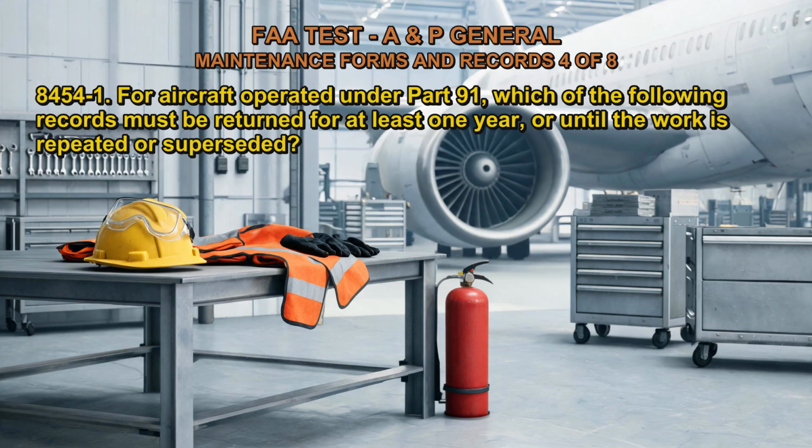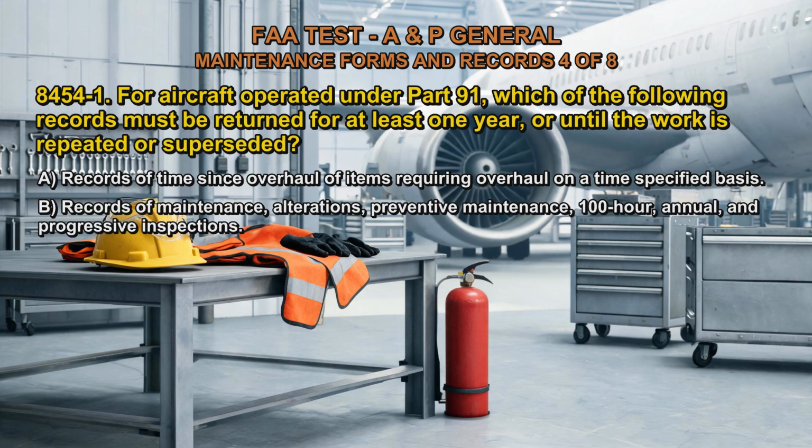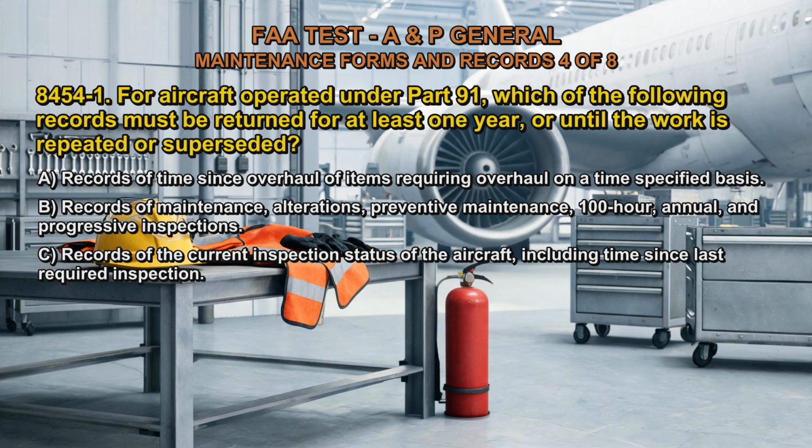8454-1. For aircraft operated under Part 91, which of the following records must be retained for at least 1 year, or until the work is repeated or superseded? A. Records of time since overhaul of items requiring overhaul on a time-specified basis. B. Records of maintenance, alterations, preventive maintenance, 100-hour, annual, and progressive inspections. C. Records of the current inspection status of the aircraft, including time since last required inspection.